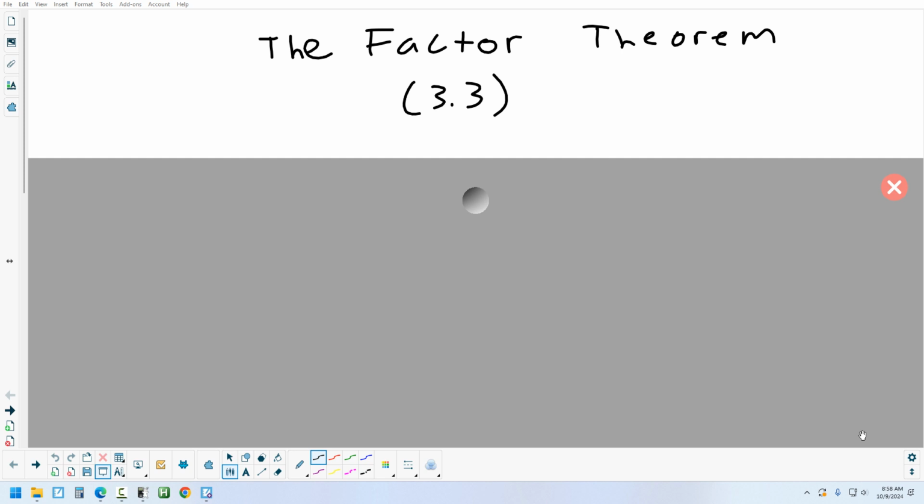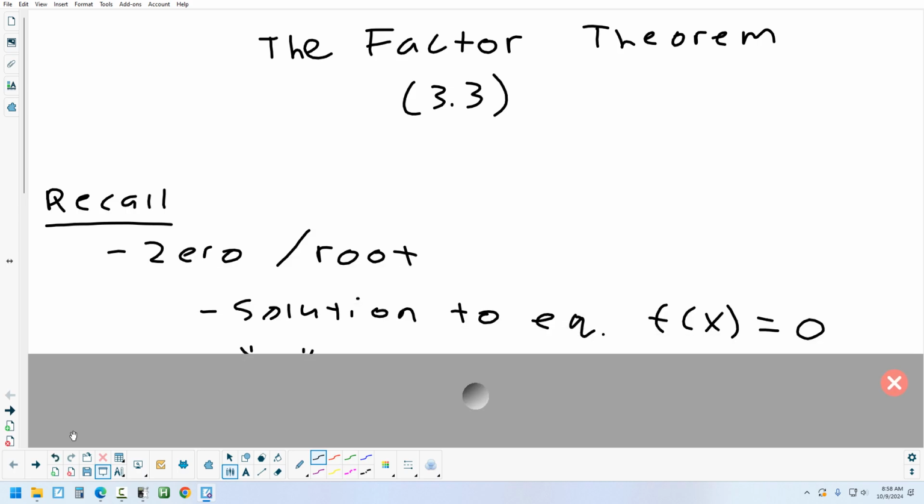All right, so the last section we're going to look at this week is 3.3. It's on, they call it the factor theorem. That's the title of it in the book. But we're really going to be looking at the remainder theorem and long division. Those are the two things. So just a couple reminders about what these terms mean.